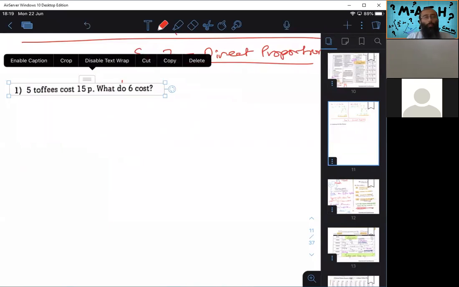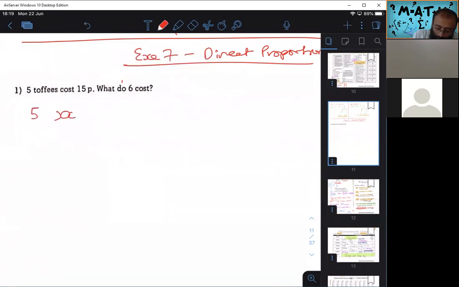Okay, we got 5 toffees cost 15 pence. What do 6 toffees cost? So let's have, okay, let's have Mahir join me, please. So we have 5 toffees. There we go. So here's 5 toffees. That costs 15 pence. We want to work out the cost of 6 toffees.